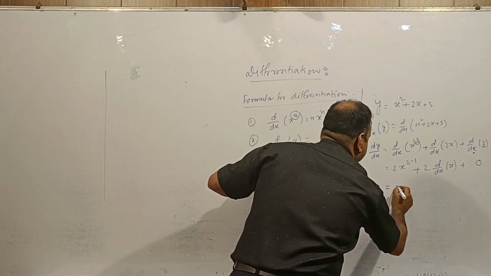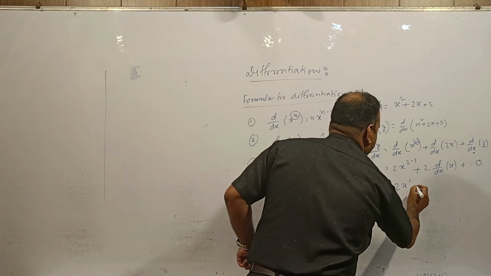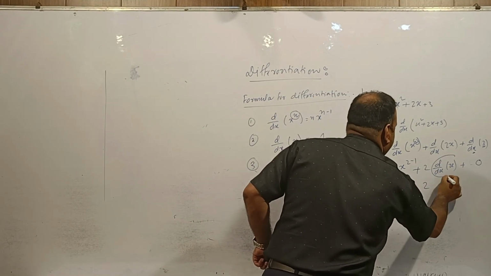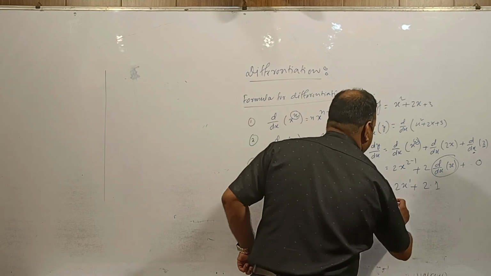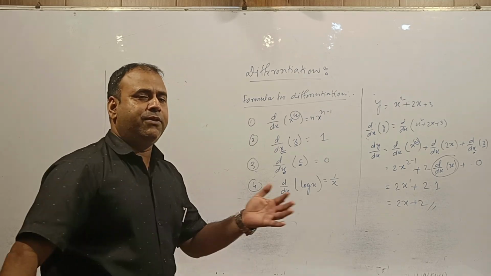Now after simplification 2x, 2 minus 1, it will be 1. So it will be 1 plus 2. This complete value will be 1. So ultimately we can write 2x plus 2. So this is the result of differentiation.